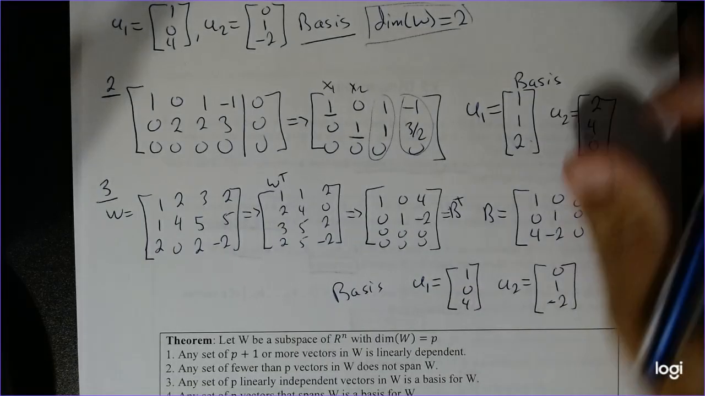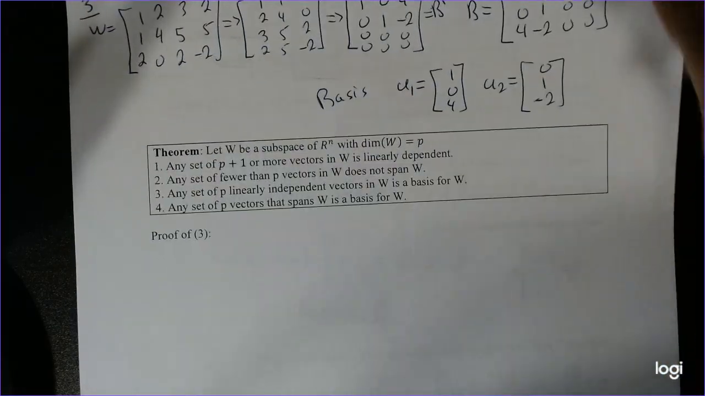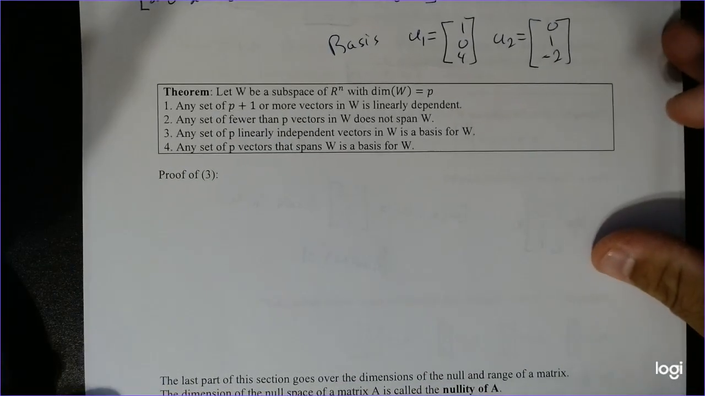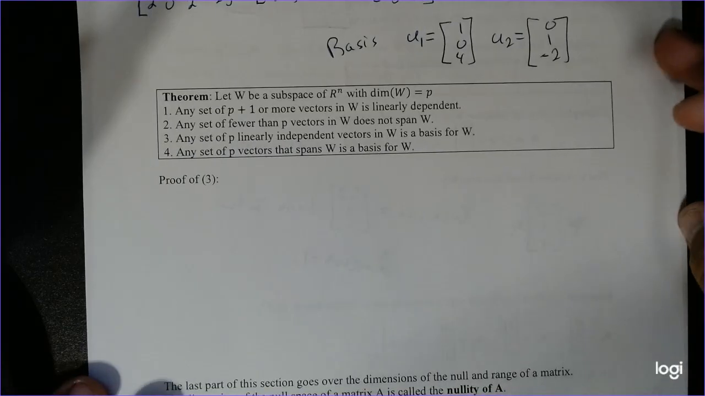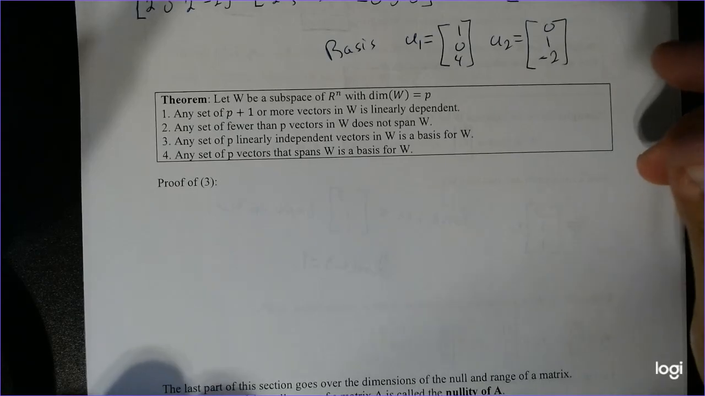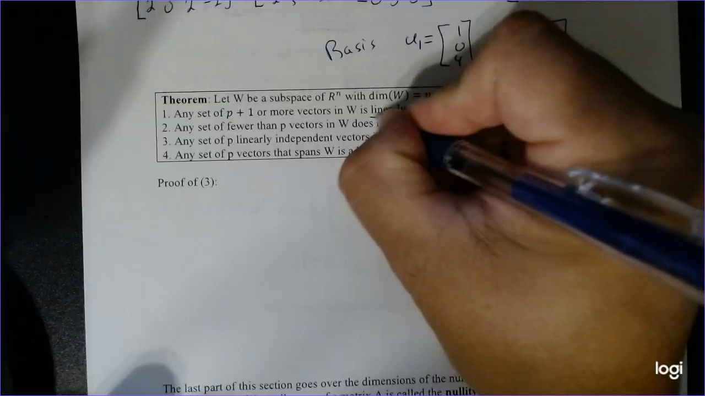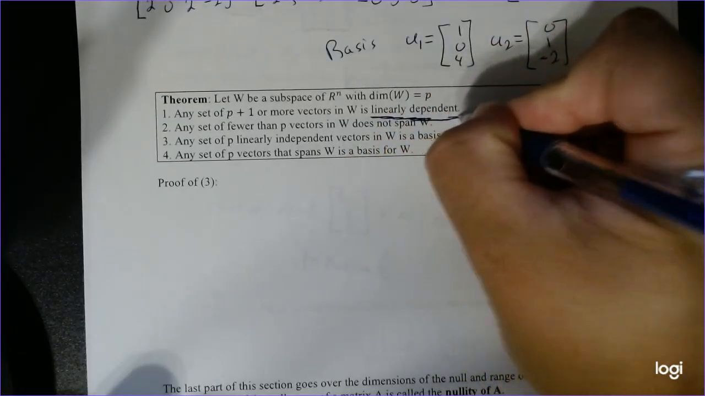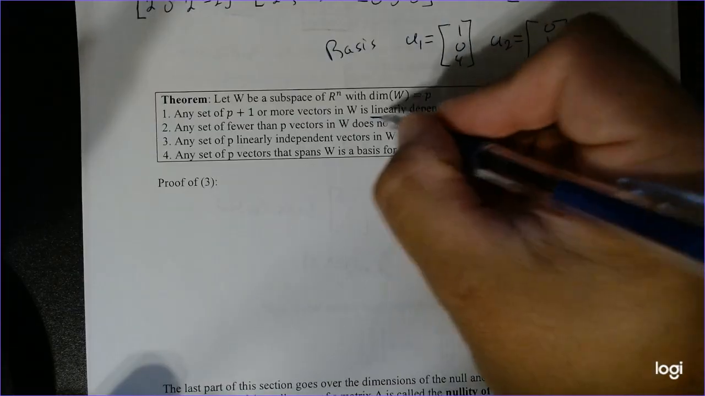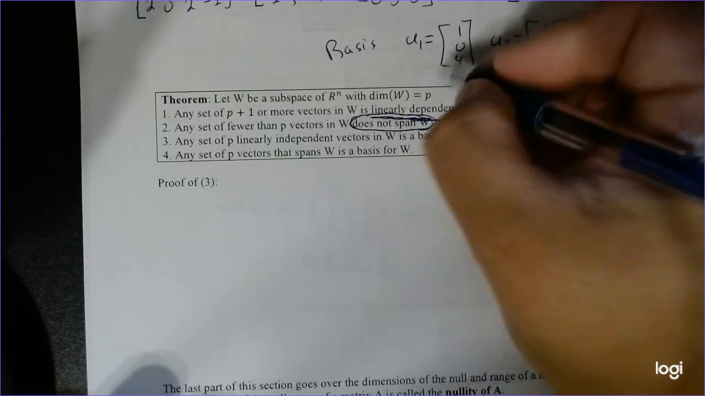All right, so based off that, we can go to a little bit more further explanation when it comes to dimensions. And we have a very interesting theorem here. It says, let W be a subspace of Rn with dimension P. And all four of these are going to be equivalent to each other. Number 1, any set of P plus 1 or more vectors in W is linearly dependent. So we talked about that earlier, right? Number 2, any set of fewer than P vectors in W does not span W. This is one that's also special. So it's uniquely P, right?